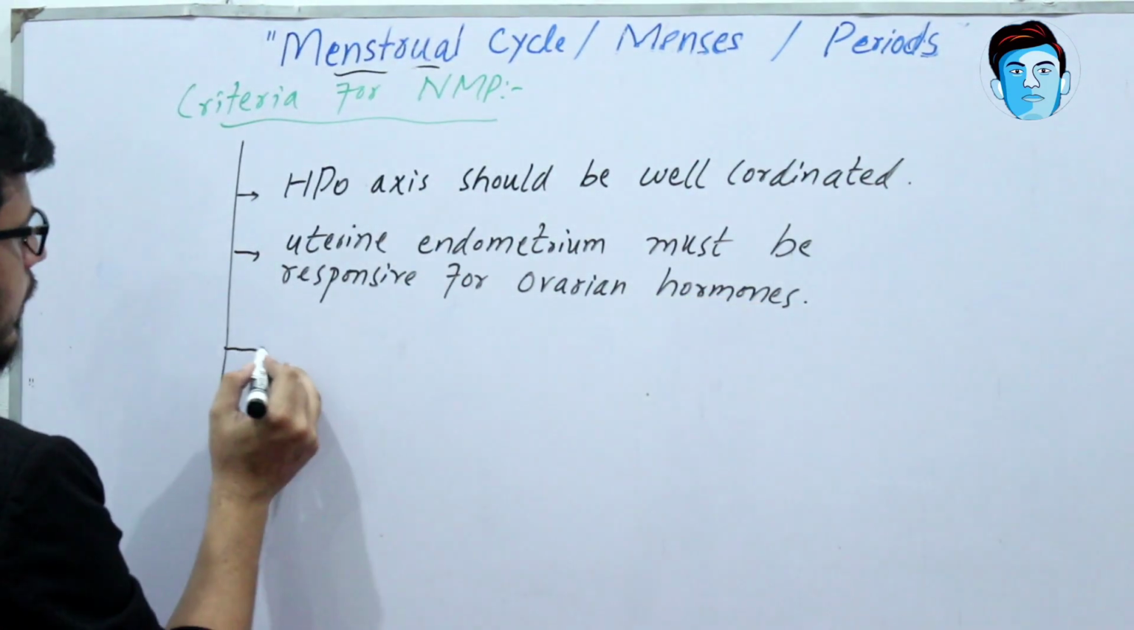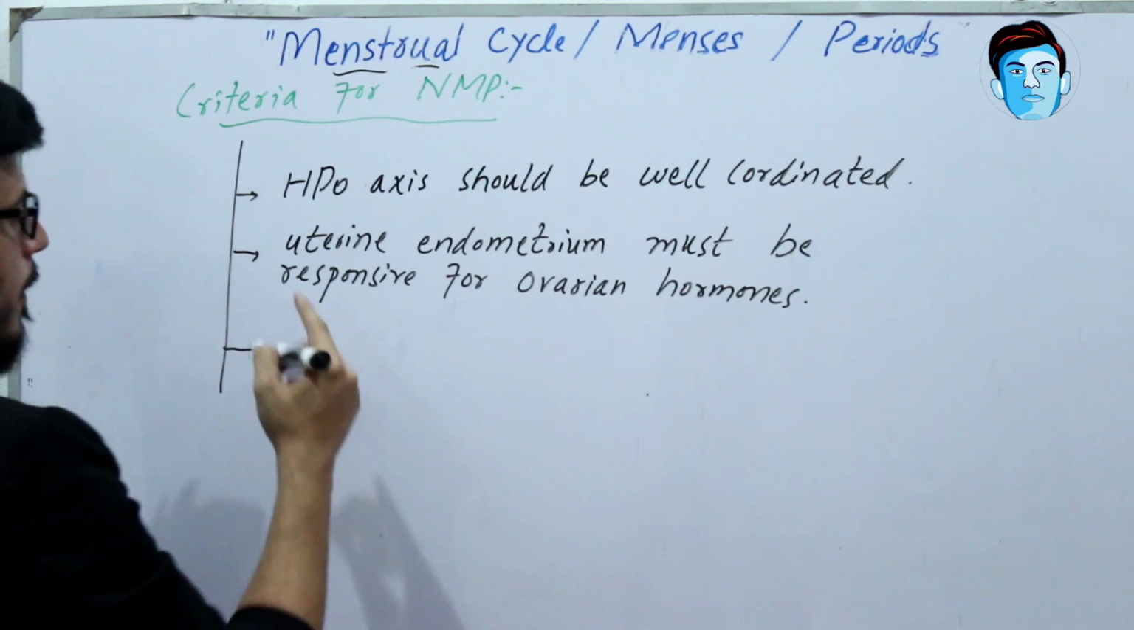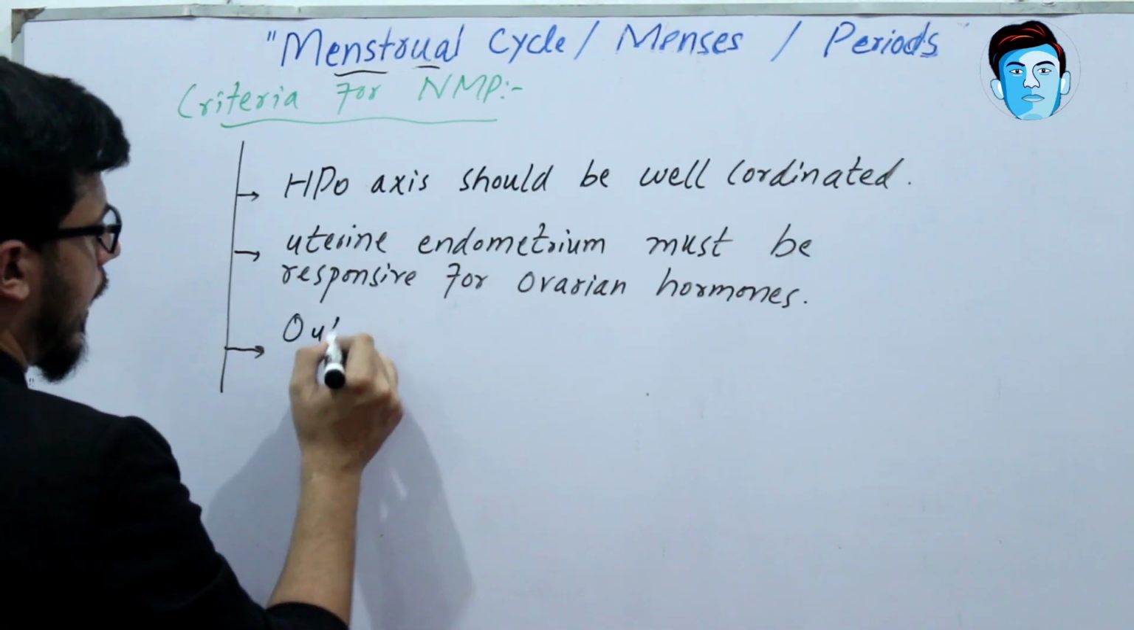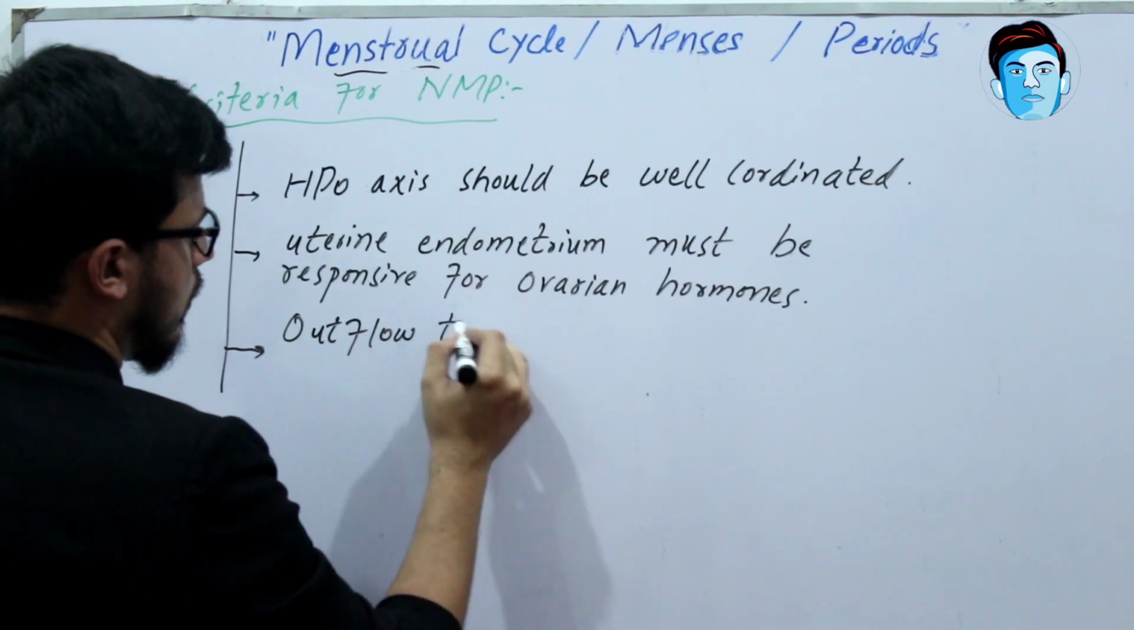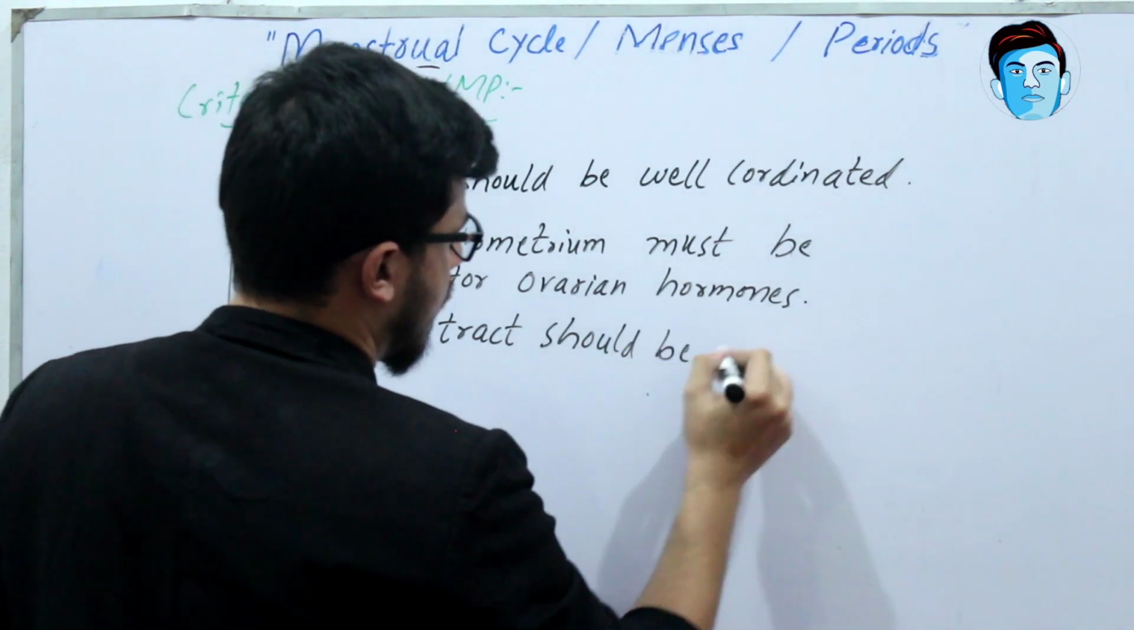And the third criteria is that the outflow tract, that is cervix and vagina, should be patent.